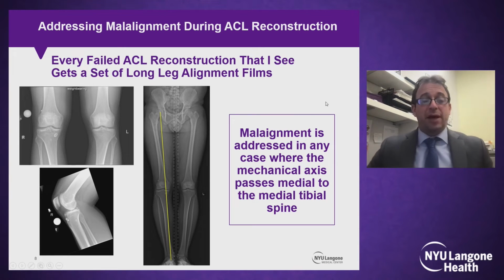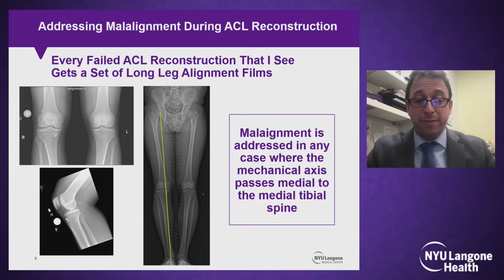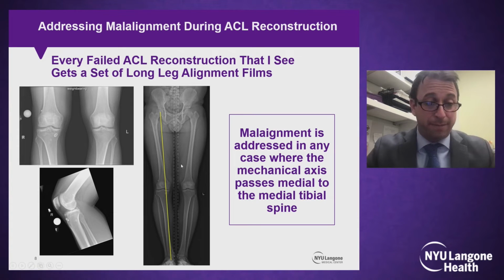So basically, based on this data, every single failed ACL reconstruction that I see here in the office at NYU gets a set of long leg alignment films. And for me, in my practice, malalignment is addressed in any case of failed ACL reconstructions where the mechanical axis passes medial to the medial tibial spine, as you see here.